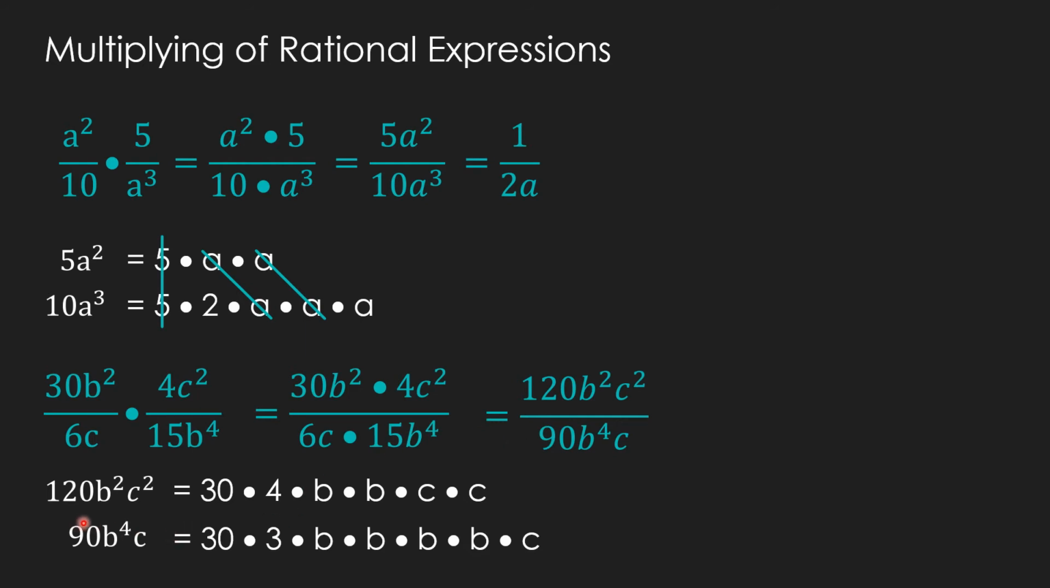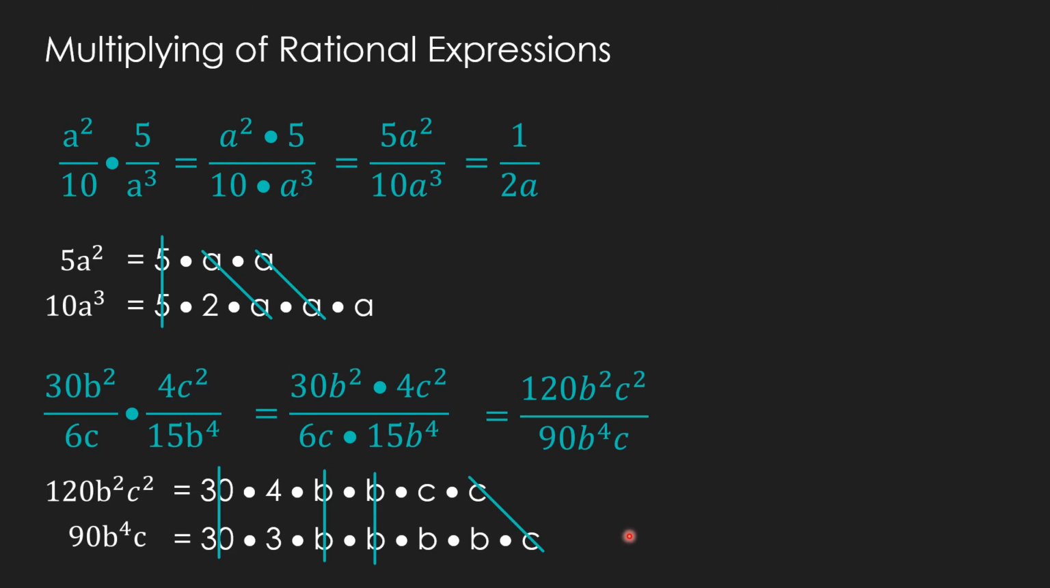Now in here, 120 b squared c squared, we can factor as 30 times 4, and then two b's and two c's. And then 90 b to the fourth c can be factored as 30 times 3, and then four b's and one c. Okay? You can do it like that. So not necessarily prime factors. As long as you know that they are common factors between the two, you can do it like this. Now do the common factoring.